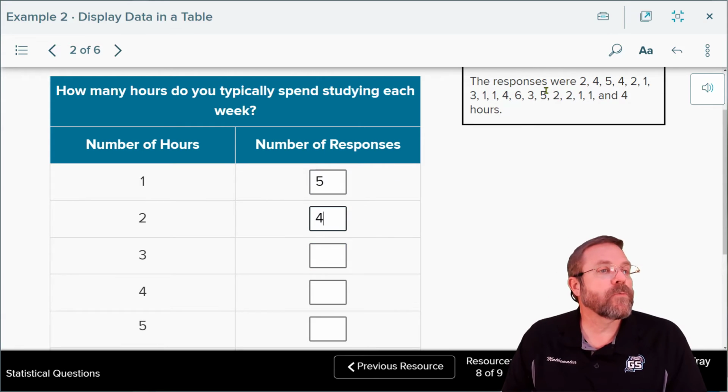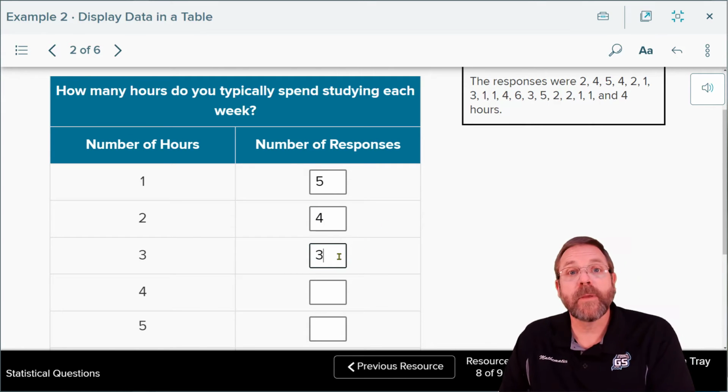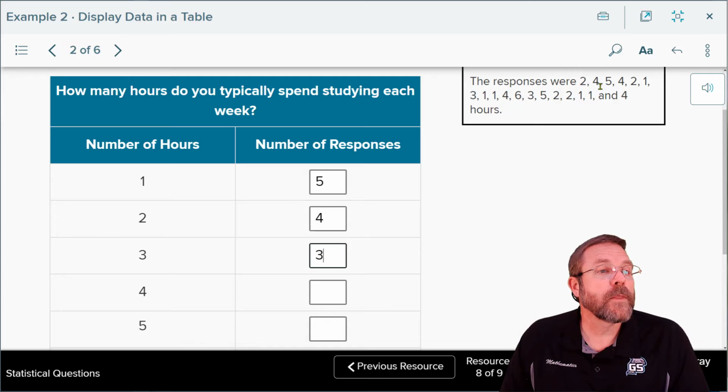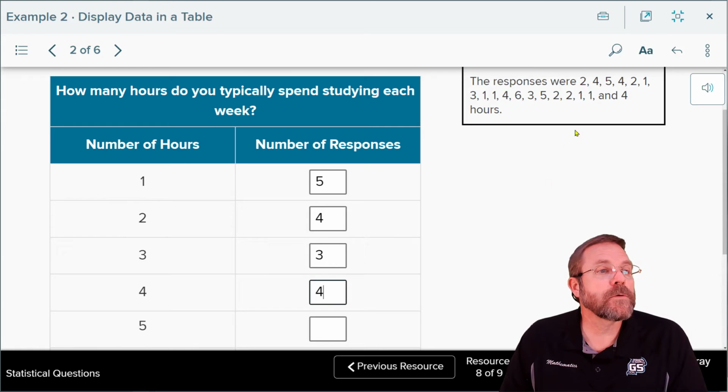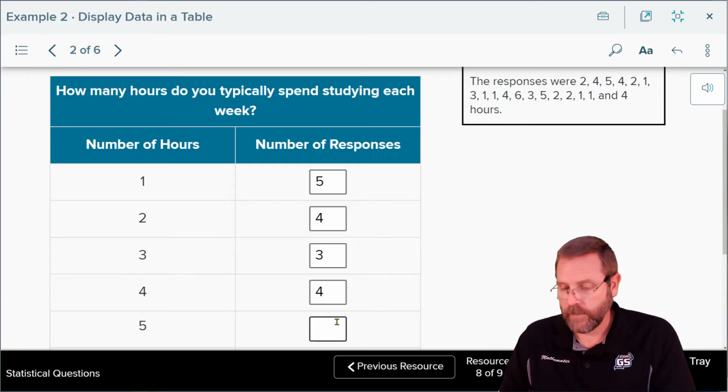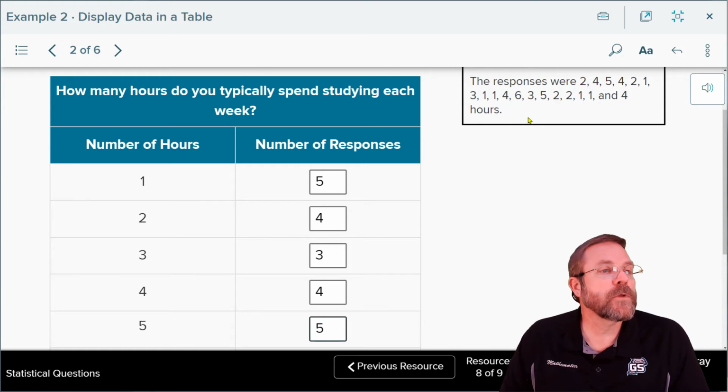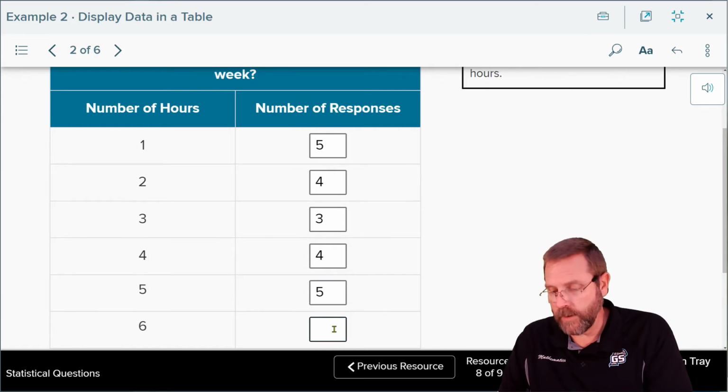How many people did 3 hours? That's 1, 2. How many people said they did 4 hours? That's 1, 2, 3, 4. And then we get up into the super studiers. 5 hours is 1, 2. And 6 hours for the student that's just really going to go places in life. There's only one of them.